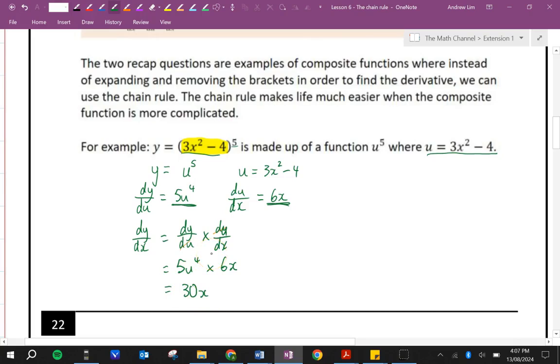But we don't want to write it with a u. We want to always write it in terms of x, because we're differentiating with respect to x. So dy/dx will be 30x times (3x squared minus 4) to the power of 4. Don't forget that power of 4. And that's much easier to differentiate. Okay, so this is called the chain rule.